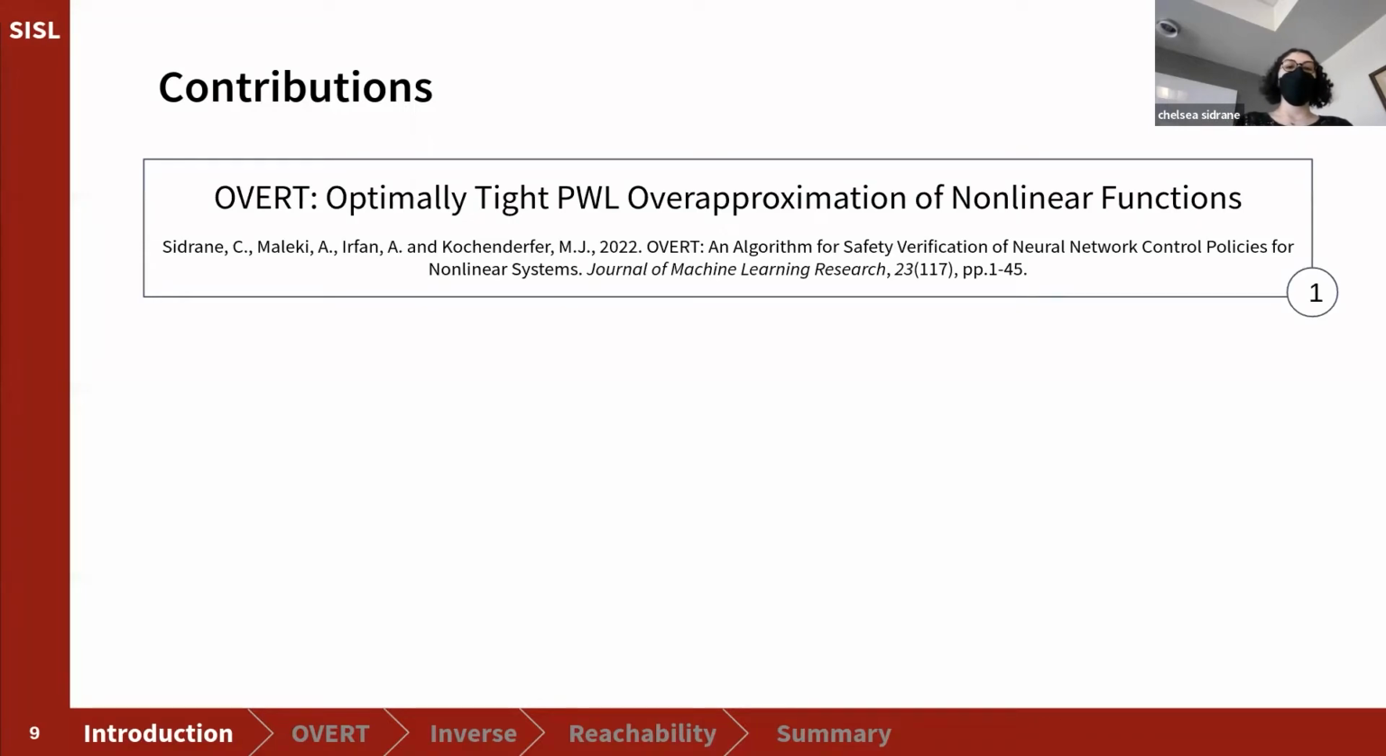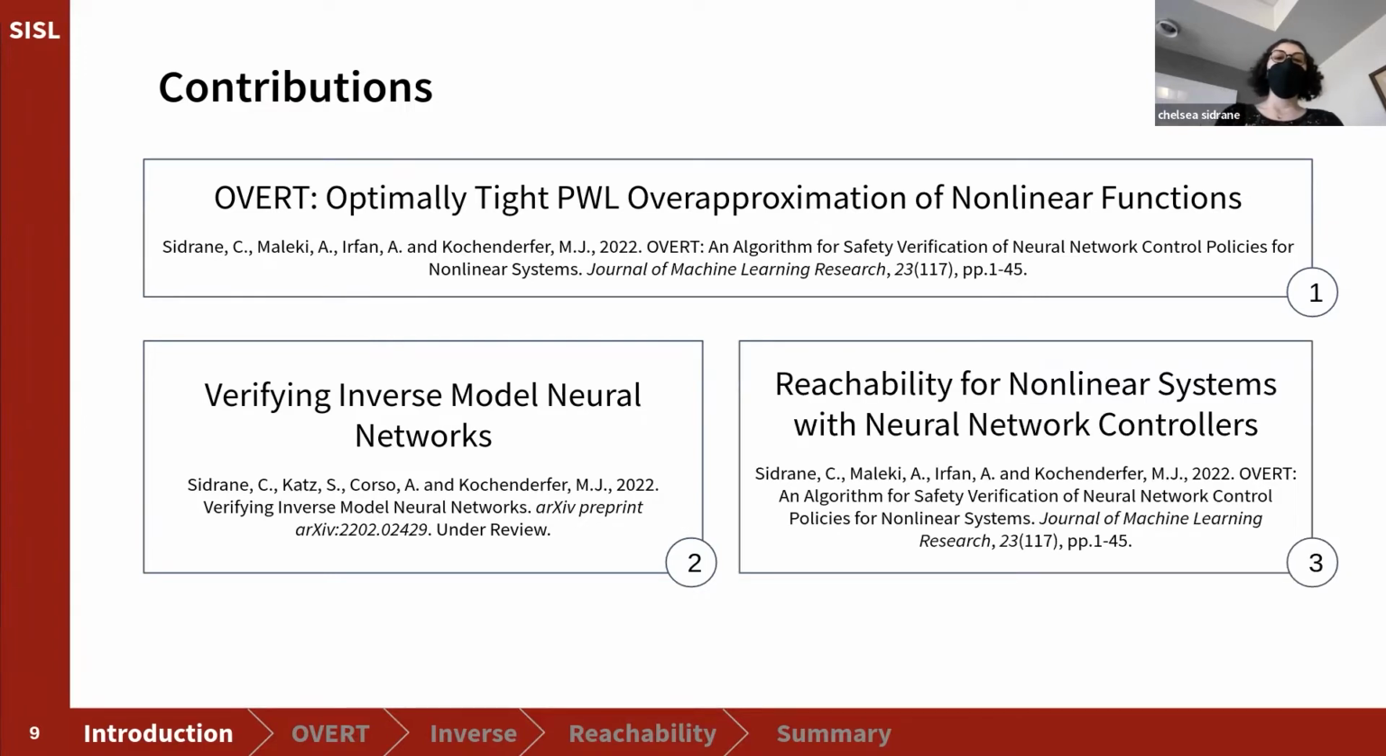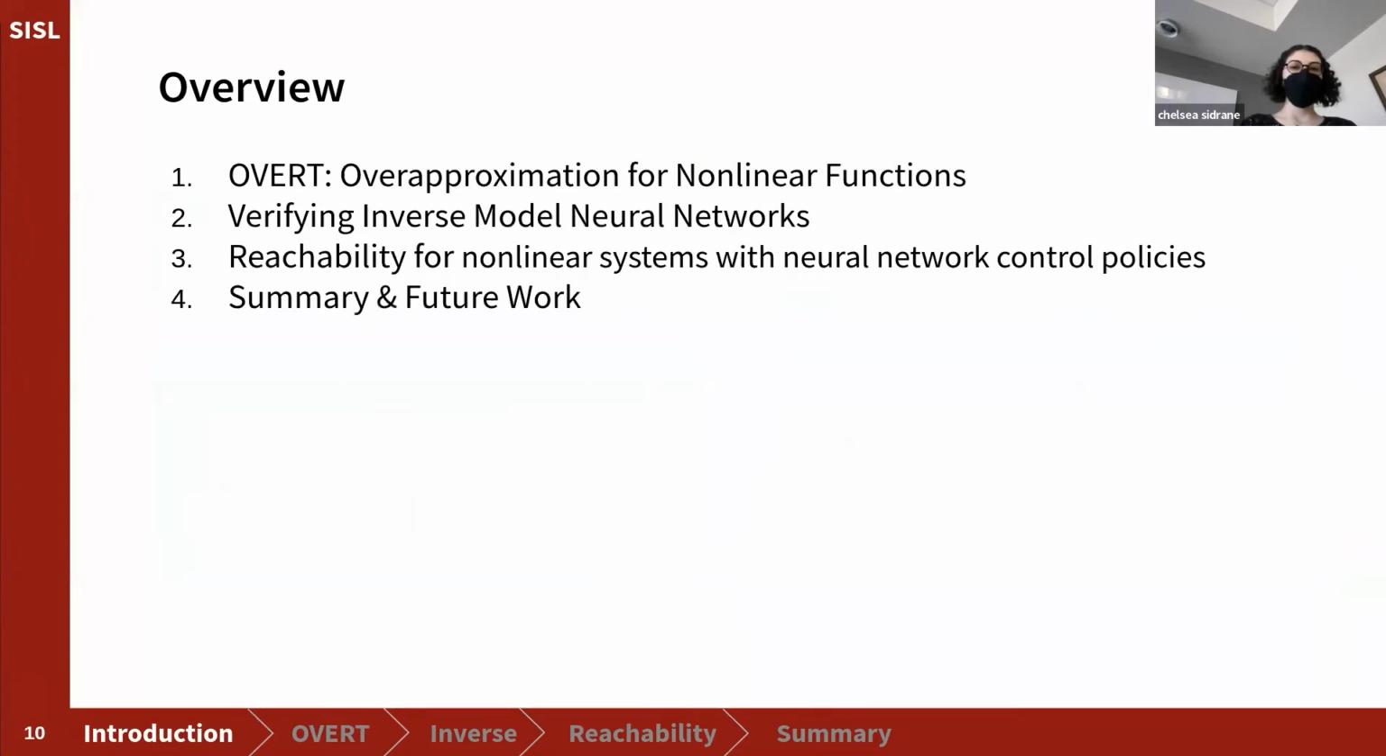Our first contribution is to derive an algorithm, OVERT, to compute optimally tight piecewise linear overapproximations for smooth nonlinear functions. Next, we apply OVERT to neural networks that have been trained to solve nonlinear inverse problems, where we're reconstructing the underlying state from a set of noisy observations. And finally, we apply OVERT to perform reachability analysis for nonlinear dynamical systems with neural network controllers. I'll talk about each of these in turn, and then I'll summarize.